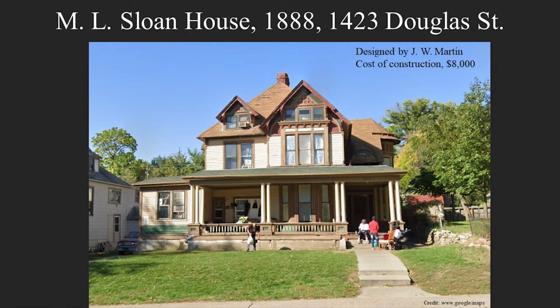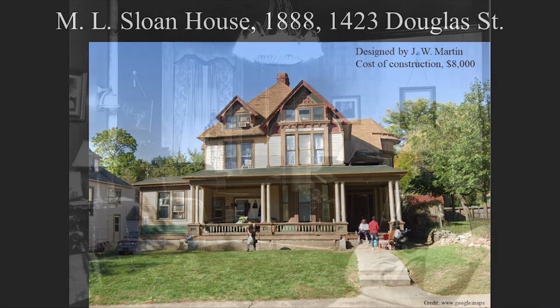The Matt L. Sloan House. This is an image from Google Maps, and I did use Google Maps in a couple of cases, and it's usually cited right down there in the corner that I've taken these images from there. This house was built in 1888, located at 1423 Douglas Street. This house was designed by J.W. Martin, and the cost of construction was $8,000.